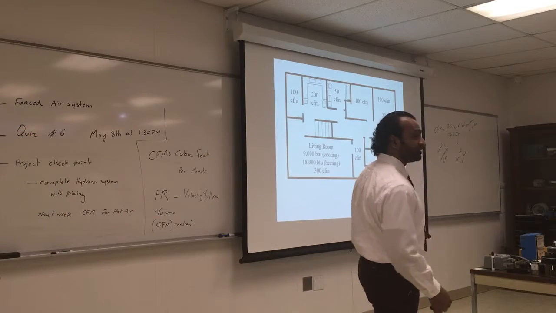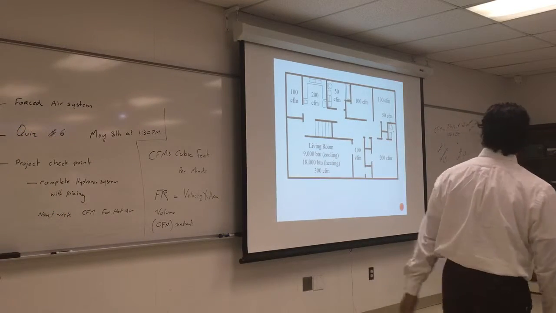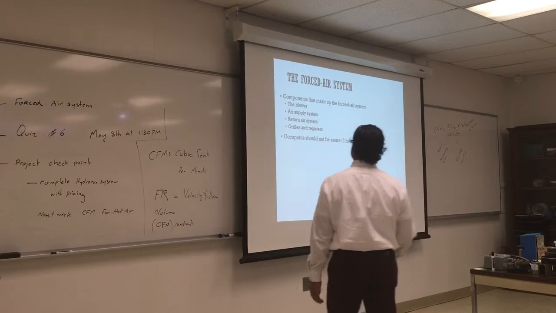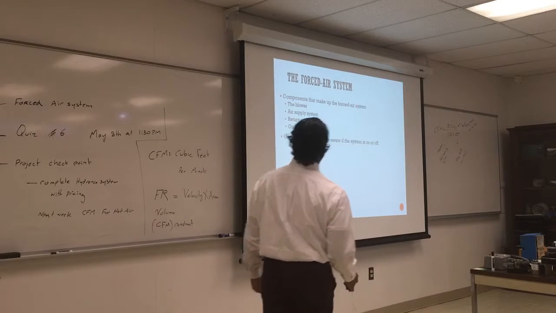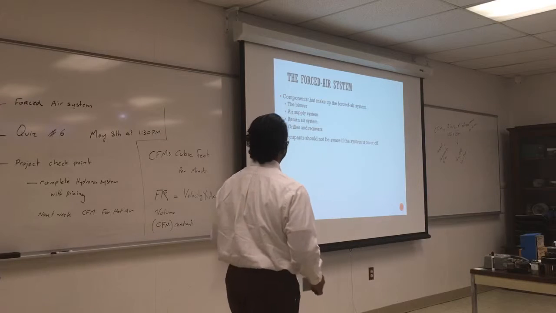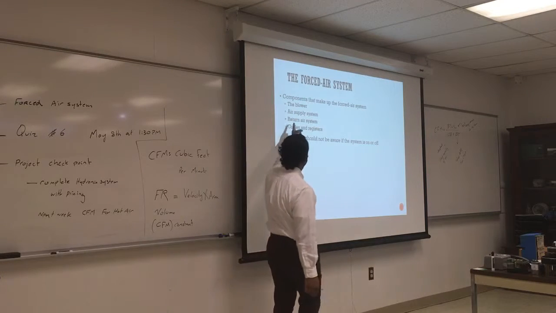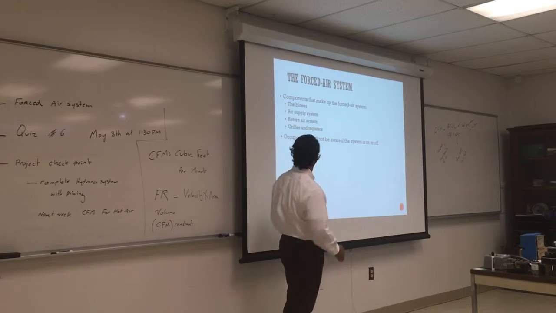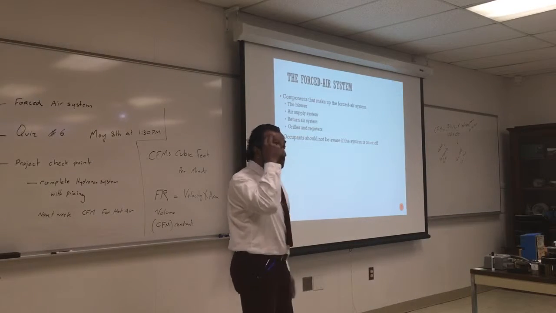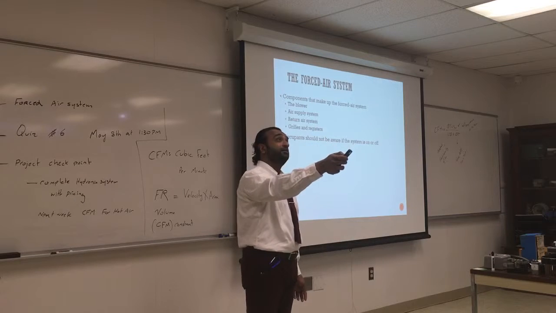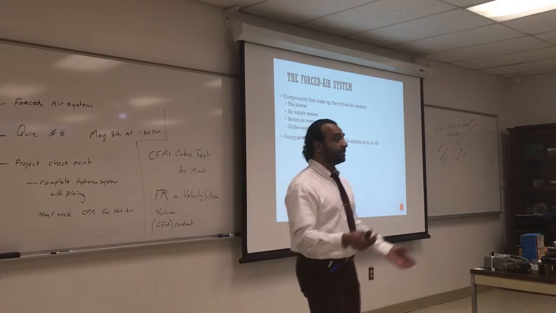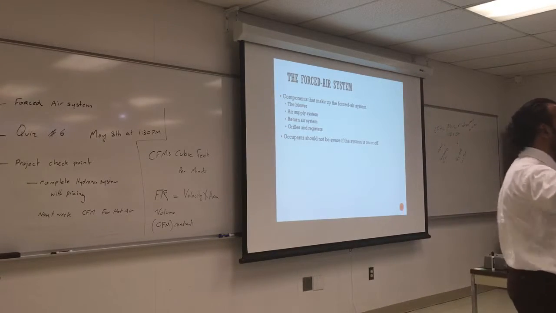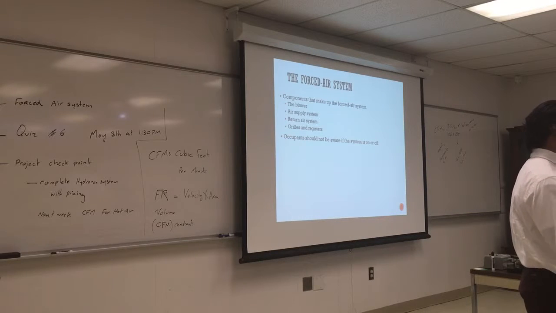So that's a very simple concept to have. Forced air system components that make up the system: we have an air blower, which is equivalent to the pump. Air supply system and return system. So this is going to be duct. Grills and registers, this is what we see over here. These are the grills and registers. These are equivalent to your radiator for heat. So this is how you dispense the air.